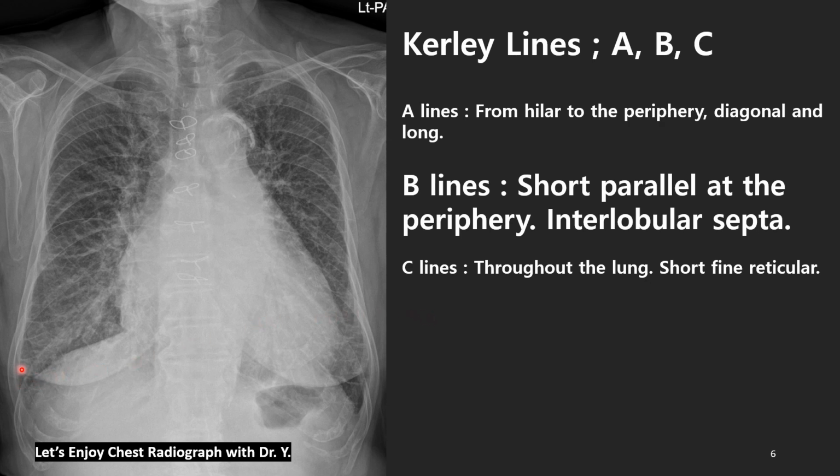Let's look at the B lines here and on the left side here. Let's magnify and focus more on the Kerley B lines. Yes, it's usually in the CP angle area. It is in the periphery, transverse, 1 to 2 centimeters in length. Yes, actually that's the anatomy of interlobular septum thickening. Kerley's B line.